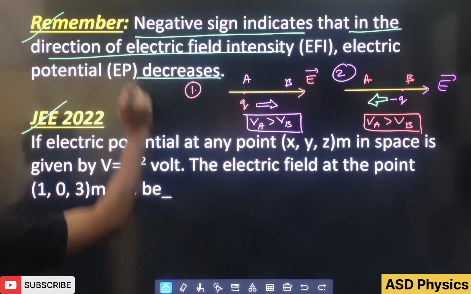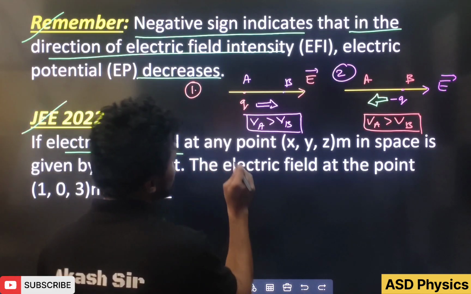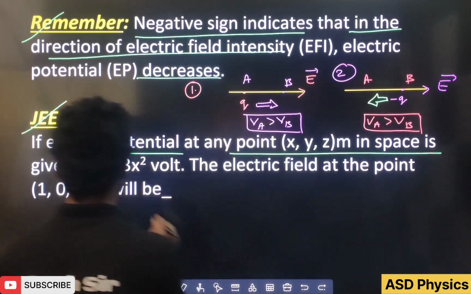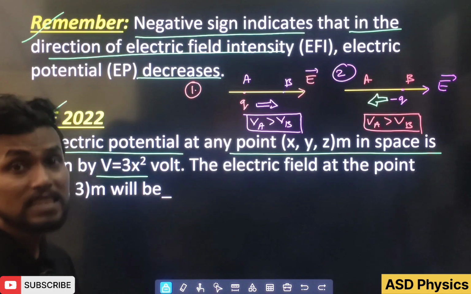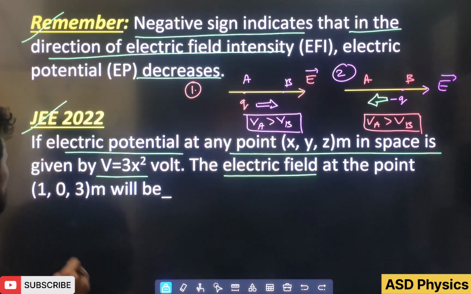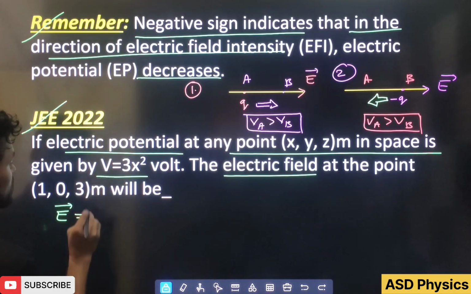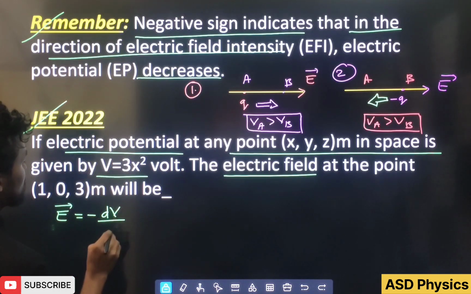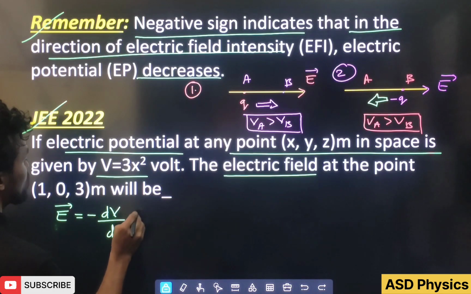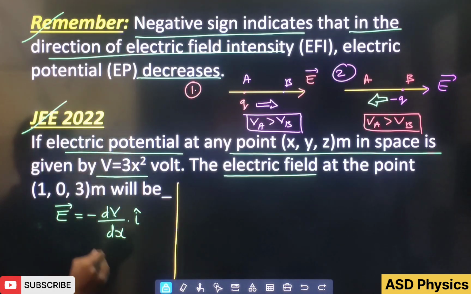So now we are ready to solve the question. We will see a JEE 2020 question. Let's go through the question, students. If electric potential at any point in space is given by V equal to 3x square, then what is the electric field? Which formula do we have to use? We will write this formula: vector E equals minus dV by dx into i cap. Why have we used this formula? Because it is given in terms of x.